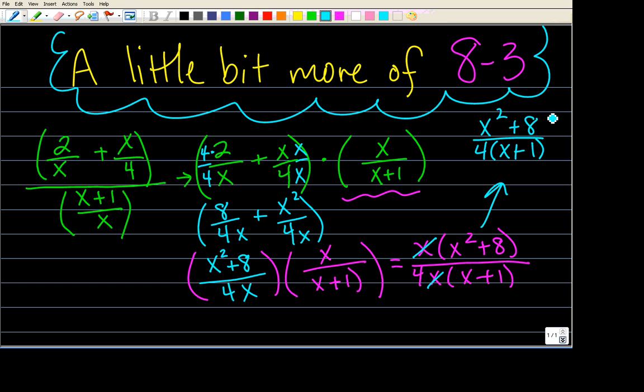And you don't need to multiply that back out if you don't want to. So that would be our simplified expression.